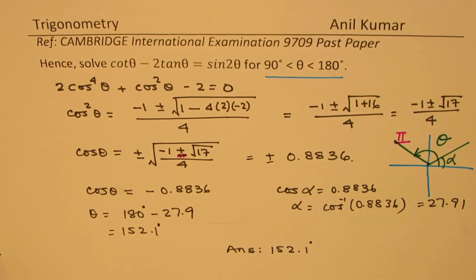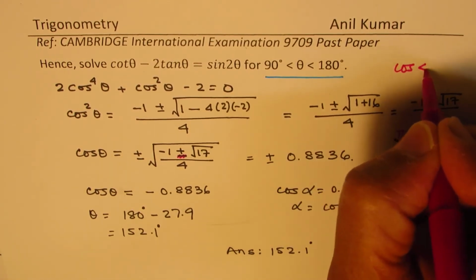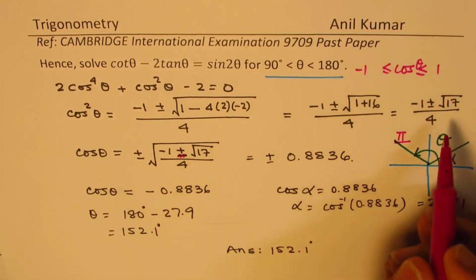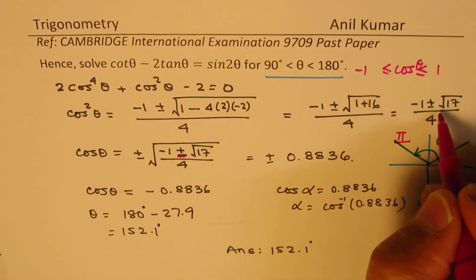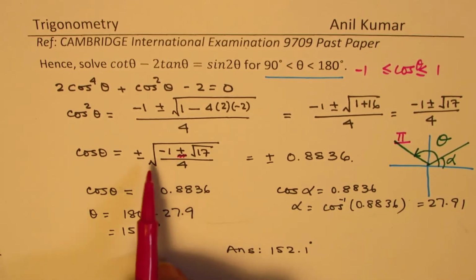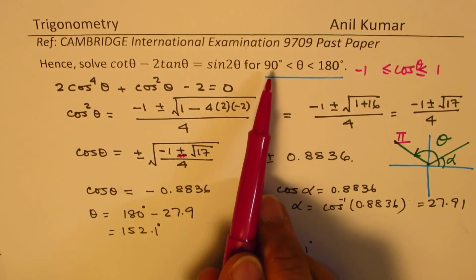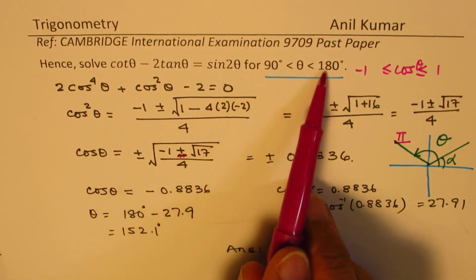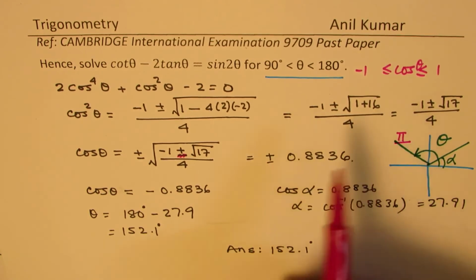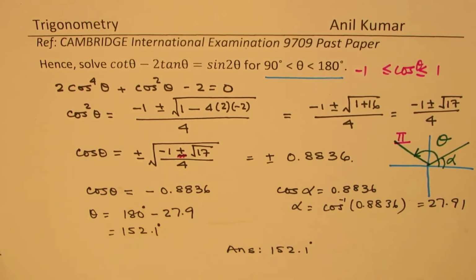So I hope the steps are absolutely clear. So at this stage, you know that cos theta basically is between -1 to +1, and therefore there is only one possible value. The negative is not valid, right? So we took the positive value. Now here again, since we are given the domain of theta between 90 and 180 degrees, we expect negative answer only. So positive is not valid. So we solved only for the negative one and got our solution. Is that clear to you, right?